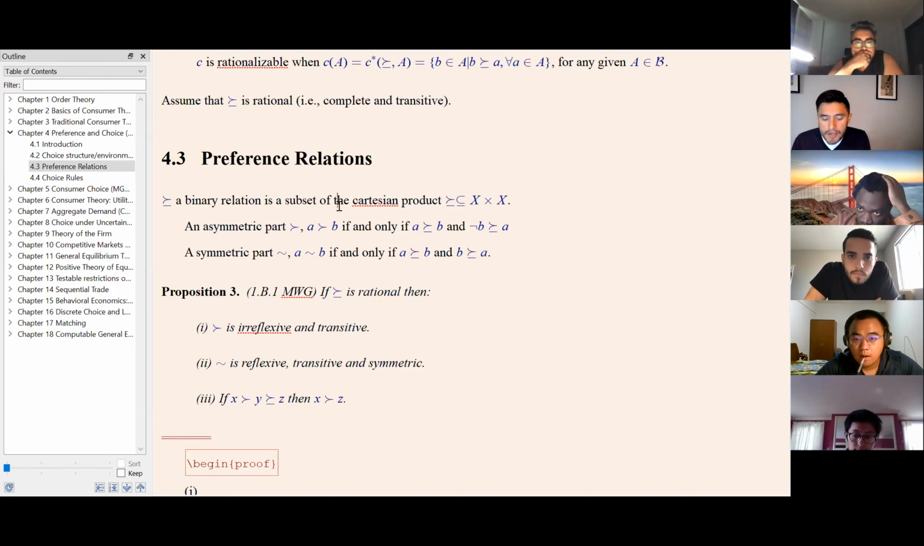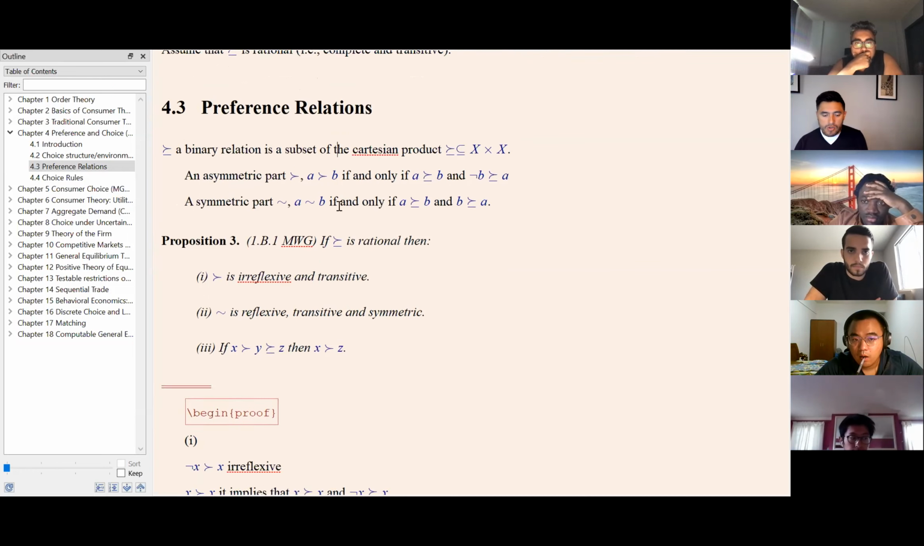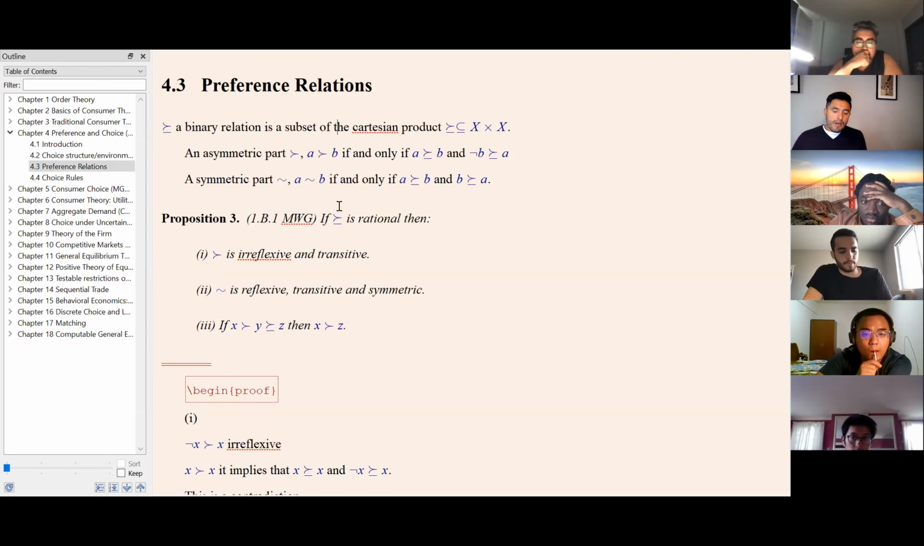Got it. So this is an example of a proof we're going to skip. I'm just going to state the result. This is very easy, so I'm not going to spend my time here. The first result in Mas-Colell is that if your preference is rational, then your asymmetric part is going to be irreflexive and transitive. You can prove it to practice. We're going to use it in the class, so I'm going to state it now. This is very easy to prove, and it's good practice for learning to do proofs. The second part is that the indifference relation is reflexive, transitive, and symmetric. And that basically means that you are in an equivalence relation, right?